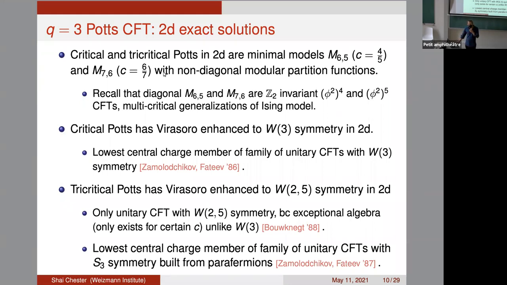No. They can be used in either context, but they are more relevant to the tricritical Potts. Hi, Shai. If there are questions from the audience, could you be so kind as to repeat them, because we can't hear them? Okay. So he was just asking, in what case are parafermions relevant? And I was saying that they're more relevant to the tricritical Potts based on this paper by Zamolodchikov, although I think they also come up in the regular critical Potts as well.